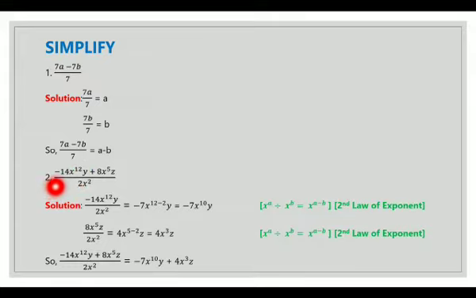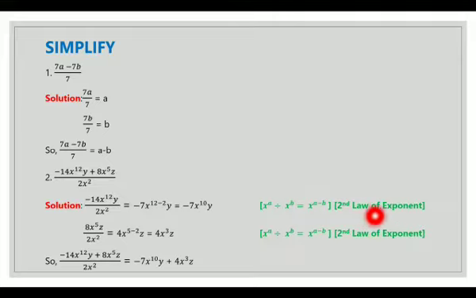The second sum, minus 14 x raised to 12 y plus 8 x raised to 5 z upon 2x square. So again we will split and solve the sums. So 2x square goes under this term and this term. So the first term, that is minus 14 x raised to 12 y upon 2x square. So 2 ones are 2, 2 sevens are 14. So minus 7, as it is minus, so minus. Now we are going to solve this part, that is x raised to 12 y upon x square.